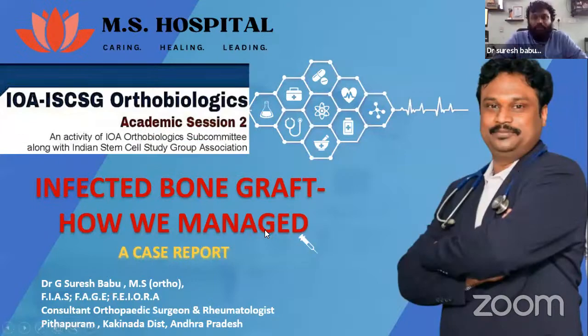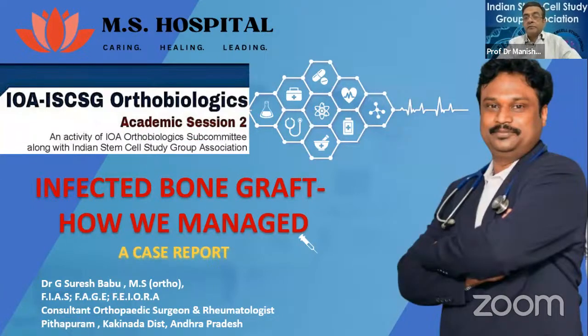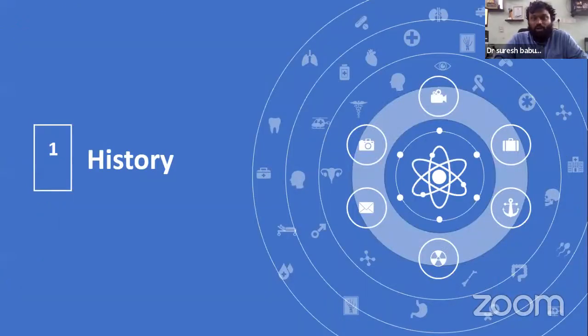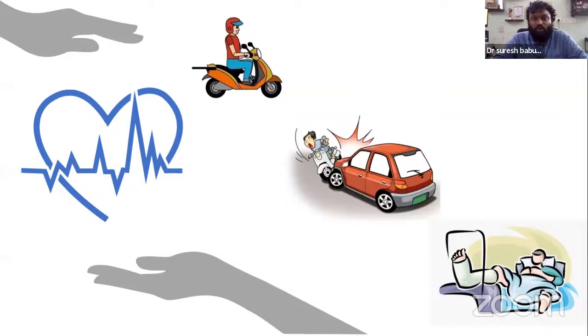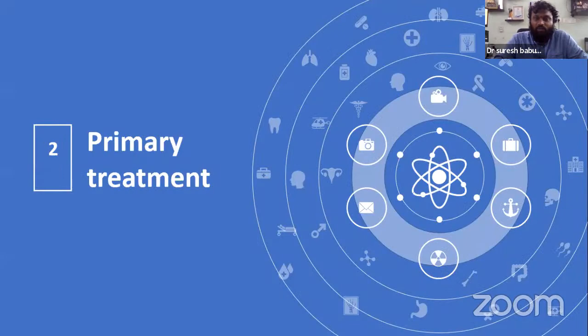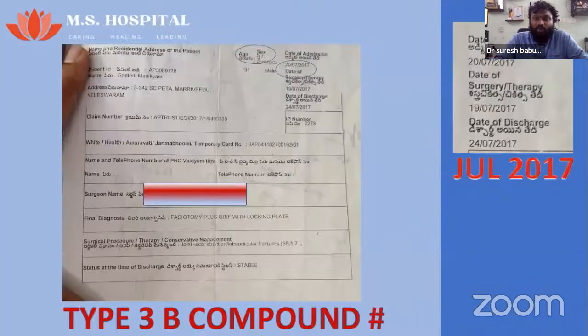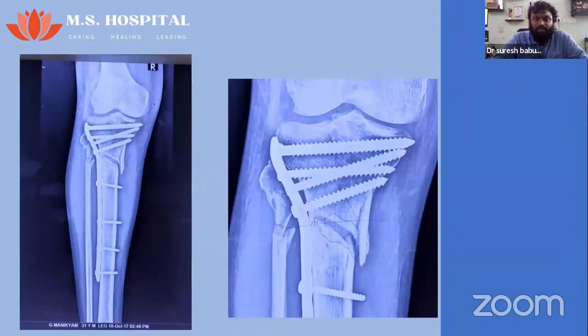Yes, sir. Good afternoon, everyone. So this is a case report of a 31-year-old male patient who had a history of road traffic accident because of a head-on collision with a four-wheeler while traveling on a two-wheeler. He was initially diagnosed with a type 3B compound fracture of the proximal tibia, in July 2017, for which at a local hospital he had wound debridement along with ORIF with a proximal tibial LCP.